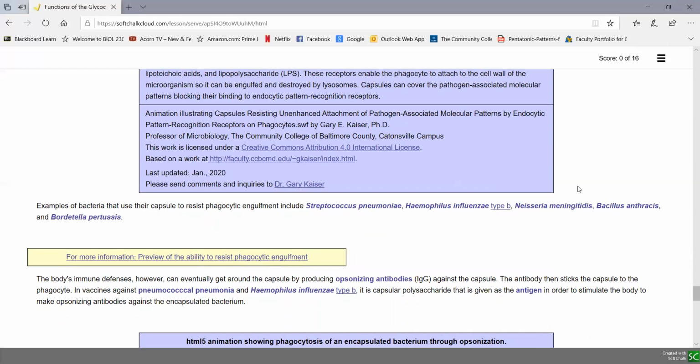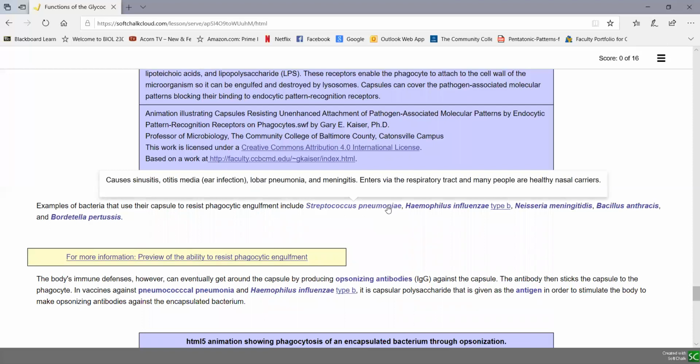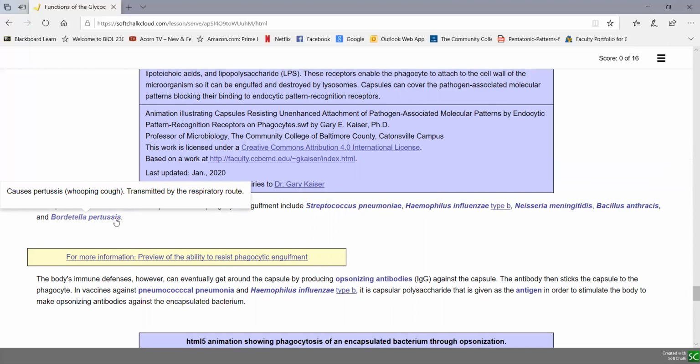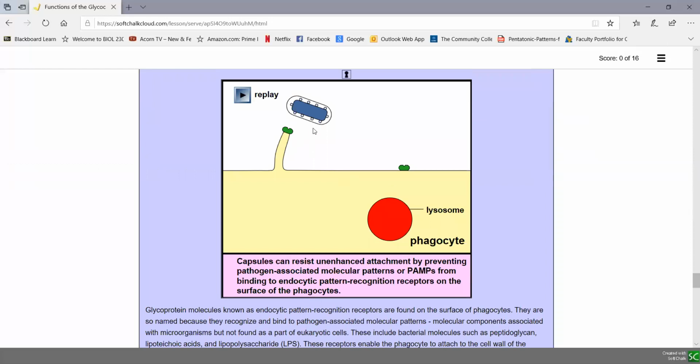And there's a lot of bacteria that produce capsules to resist phagocytosis, including the pneumococcus, Streptococcus pneumoniae, Haemophilus influenzae type B, Neisseria meningitidis, Bacillus anthracis, and the whooping cough bacterium Bordetella pertussis, to name a few. But the body has a way around that capsule. If we couldn't ingest this organism, it would continue to replicate and could possibly cause disease.